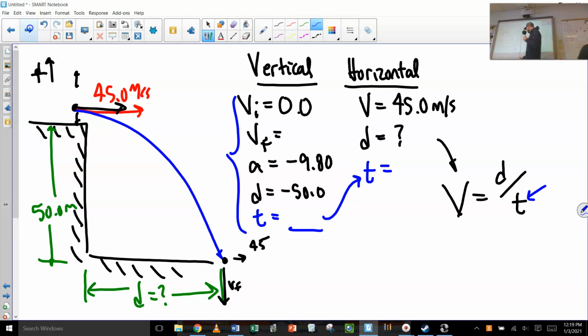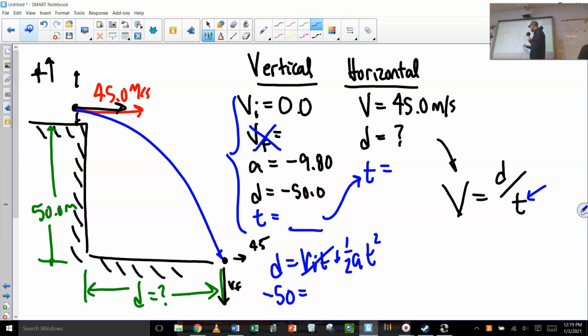So let's get started. I think that the equation that doesn't involve VF is this one: D equals VIT plus 1/2 AT squared. So my displacement is negative 50. The initial velocity is 0, so 0 times anything. That's very nice. I don't have to use the quadratic formula. So I solve this for the letter T, and that time turns out to be 3.19 seconds.